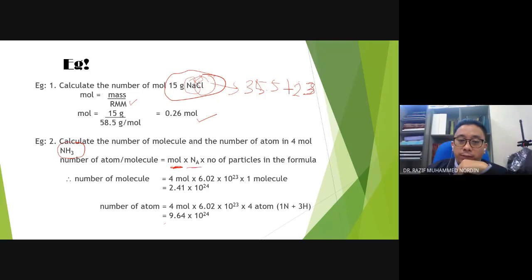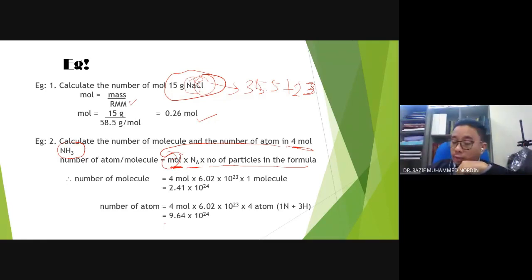Avogadro number, yang ni dah fix dah. Yang ni you kena calculate, or depend on the soalan lah. Yang ni dah diberi, you direct boleh tukar, boleh tambah di sini. And then number of particles in the formula.